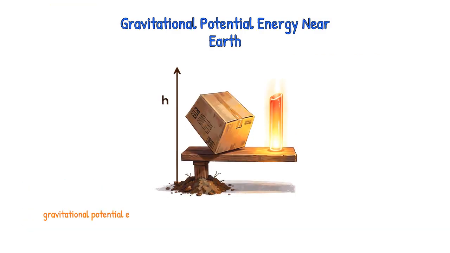Let's start with gravitational potential energy near Earth. When an object of mass m is raised near the Earth's surface, where the gravitational field strength g is approximately constant, it gains gravitational potential energy. The amount stored depends on its height h relative to a chosen reference level, where UG is defined as 0 by definition. The formula is UG equals mgh.